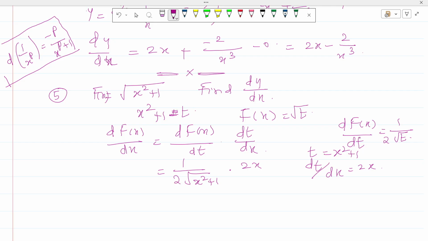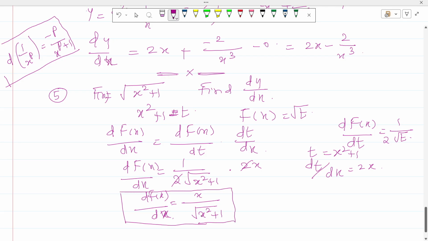Cube root of t will not be the answer. No, the 2 gets cancelled. So that is equal to x divided by root of x square plus 1, that is dy by dx.